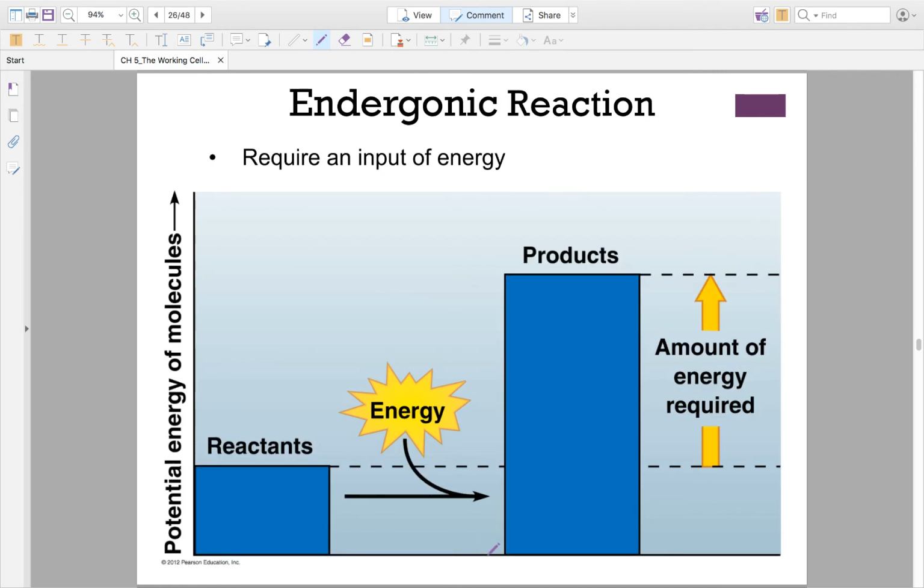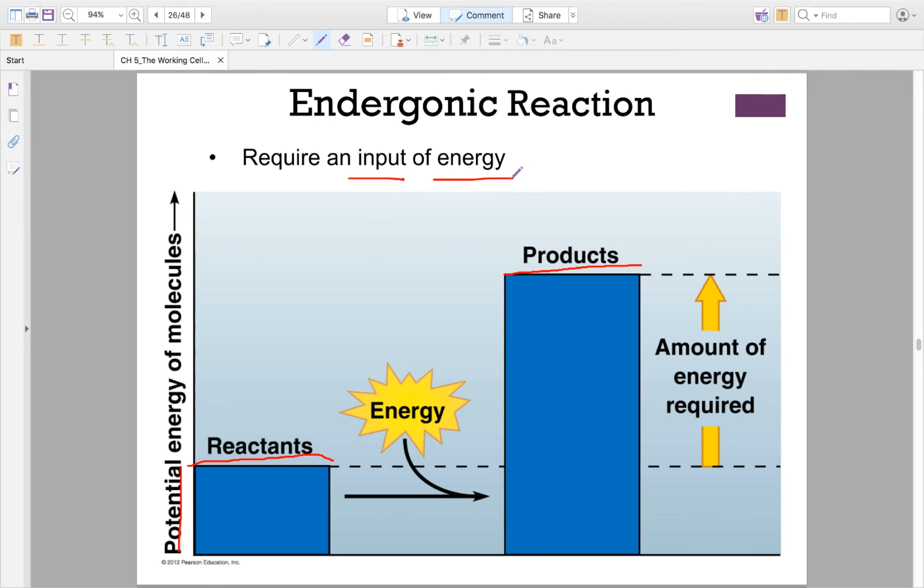Okay, endergonic reactions are the exact opposite. The reactants have hardly any potential energy, and we're trying to build this product that has all this energy, right? Now, that doesn't happen magically. That's not how life is. That's not how energy works. Remember, energy cannot be created or destroyed, and if you want to build this high energy product, you're going to need to put in some energy input.